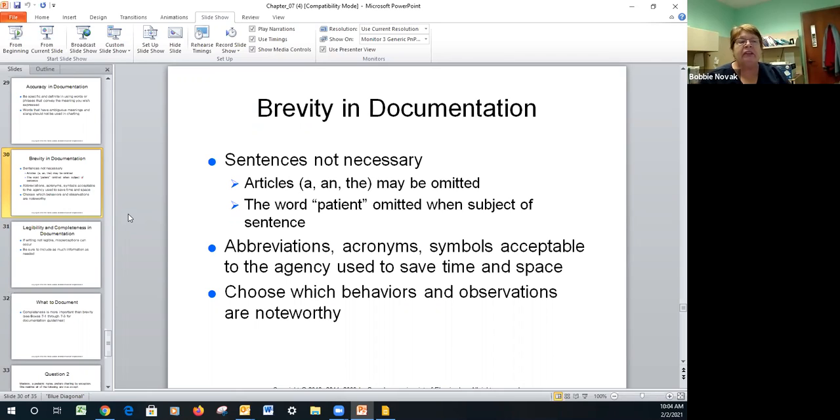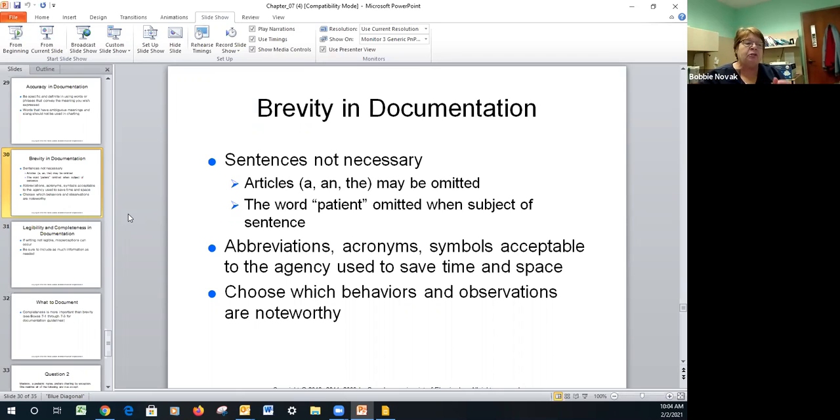And we can use abbreviations, but only if they are approved by your agency. There are many abbreviations that have been used in the past that are not acceptable now. So you have to be careful. You have to know what abbreviations are approved.